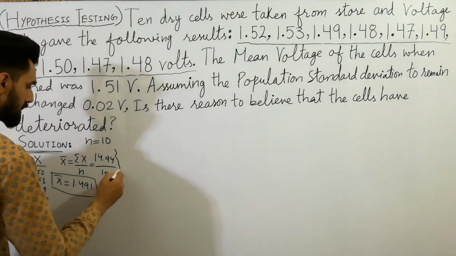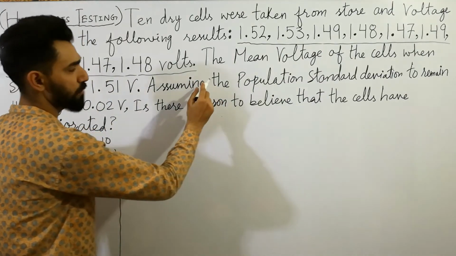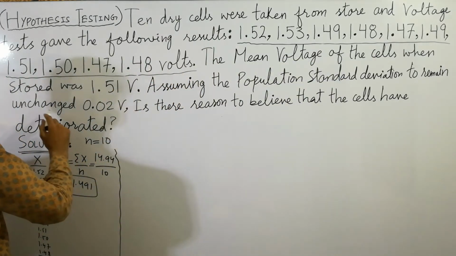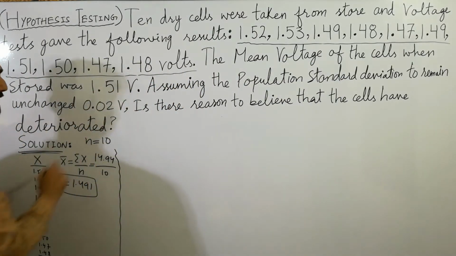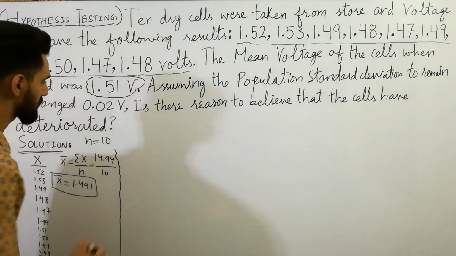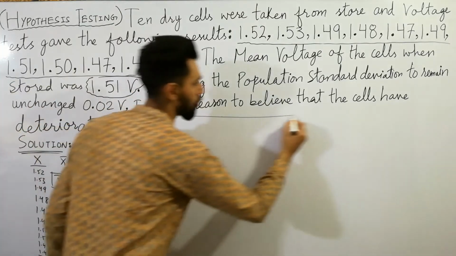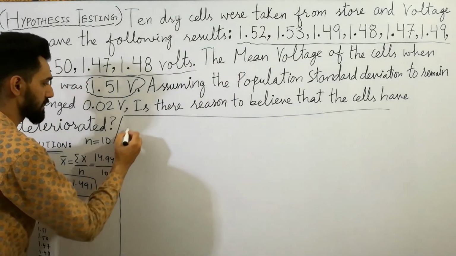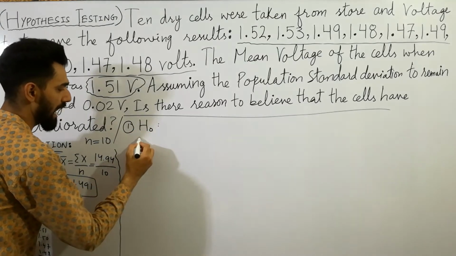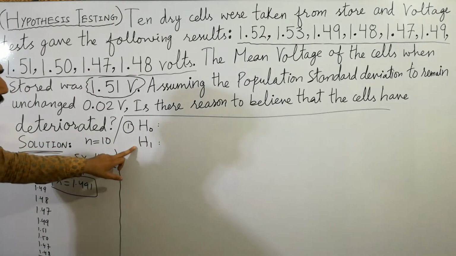Now next point is the mean voltage of the cells when stored was 1.41. 1.41, which is the population mean, is given here. So first step of hypothesis testing is number 1 H naught, and number 2 H1. H naught is a null hypothesis and H1 is the alternative hypothesis.